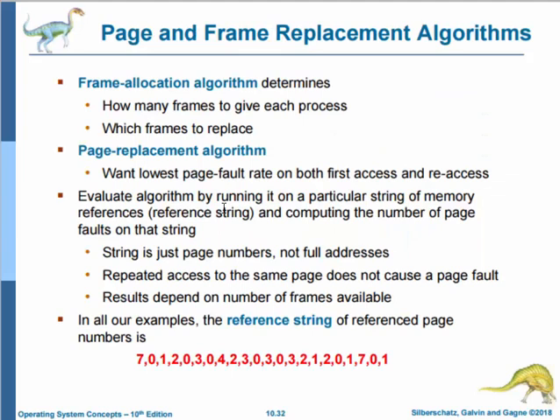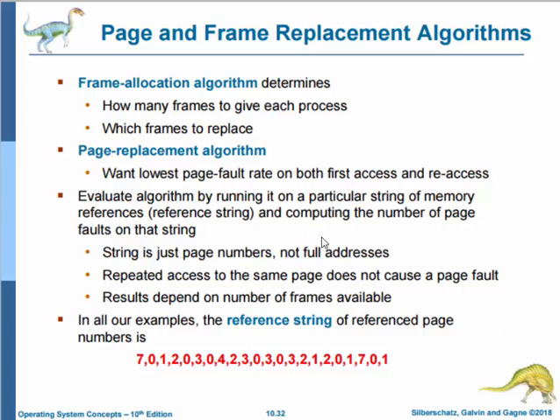Now we must solve 2 major problems to implement the demand paging. So number 1, we must develop a frame allocation algorithm and a page replacement algorithm. So that is, if we have multiple processes in the memory, we should decide how many frames to allocate to each process, and when page replacement is required, we must select the frames that are to be replaced. Now, what is frame allocation algorithm? So it determines how many frames to give each process and which frames to replace, while the page replacement algorithm indicates that we want the lowest page fault rate on both first access and re-access.